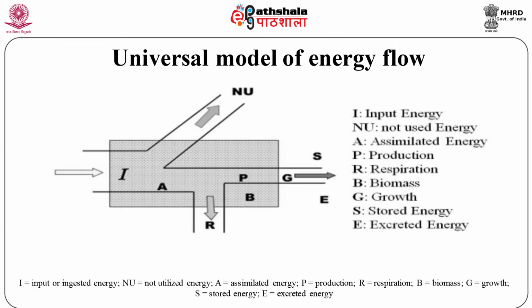Energy partitioning between P and R is of vital importance to the individual and species. In this slide, we can see a universal model of energy flow in a generalized ecosystem. I stands for input or ingested energy, Nu is for not utilized energy, A is for assimilated energy, P as in production, R as in respiration, B as in biomass, G stands for growth, S for stored food, and E for excreted energy.